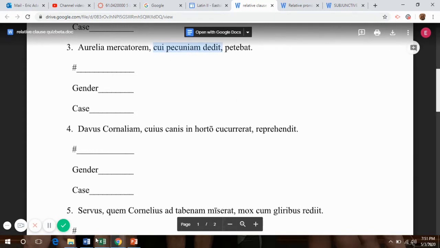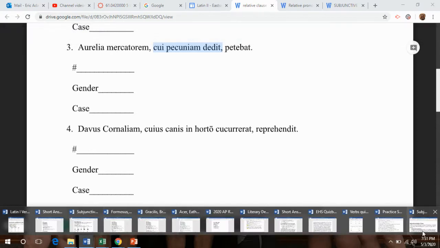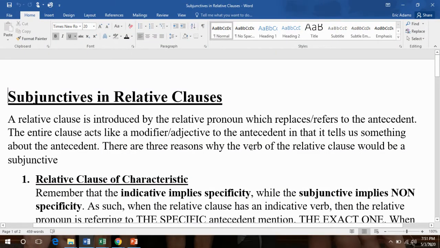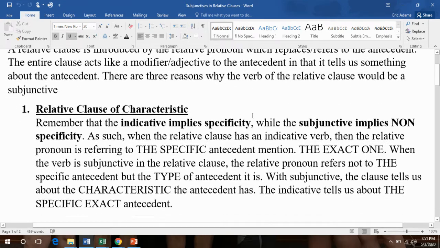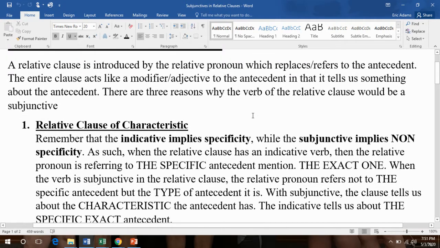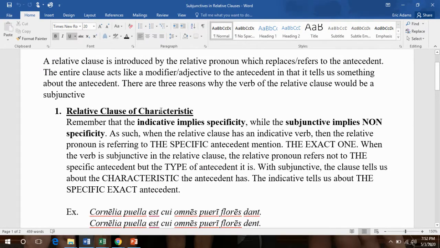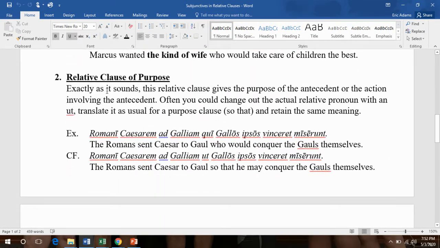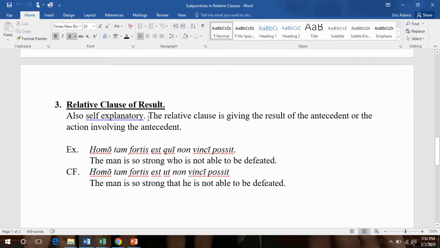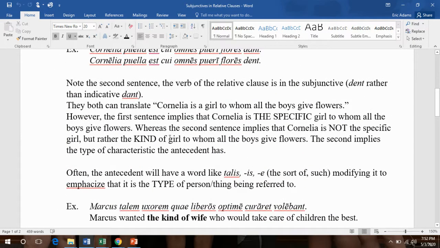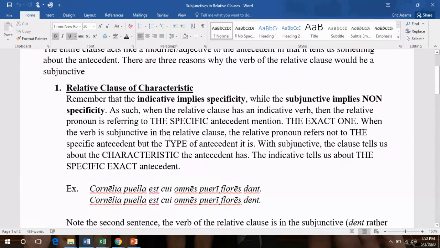So, that being the case, let's look at subjunctives in relative clauses. When a relative clause has a subjunctive verb, there is a reason as to why that verb is subjunctive and not regular old indicative, and those reasons are three in number. One is the relative clause of characteristic, the other is the relative clause of purpose, and then you have the relative clause of result. The most common one is the relative clause of characteristic.